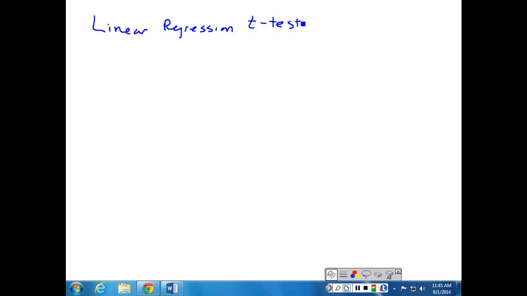So let's say that I had an X and a Y. Got some numbers there. And let's say that I have N is equal to 20. And let's say that from that, I compute a correlation of 0.57.